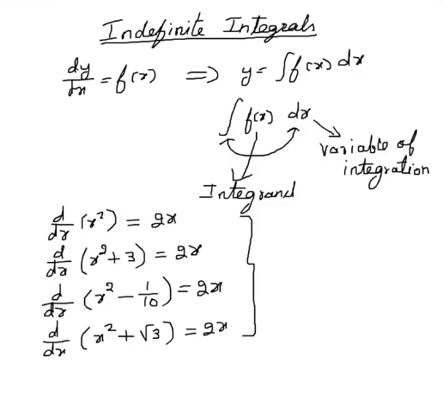Now let us write the corresponding integral for this. The integral of 2x dx is equal to, I may write x square, or I may write x square plus 3, or x square minus 1 by 10, or x square plus root 3. So in general, I can write it as x square plus c, and this c is called the constant of integration.